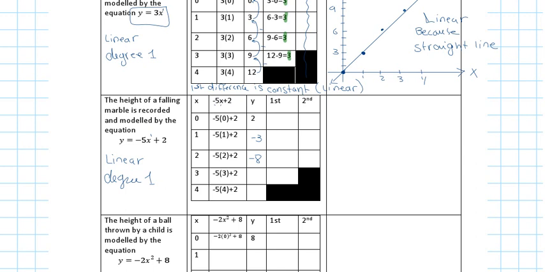Okay. Next one. Negative 5 times 3. Negative 15 plus 2. Negative 13. And then negative 5 times 4.